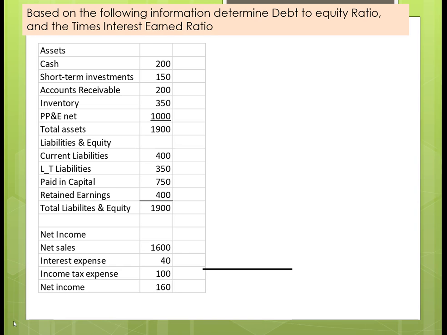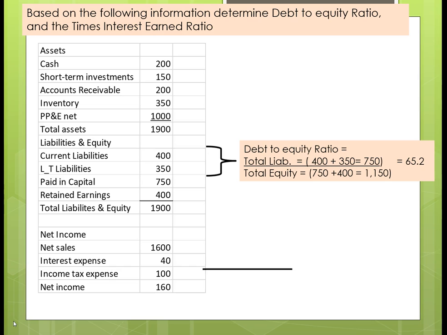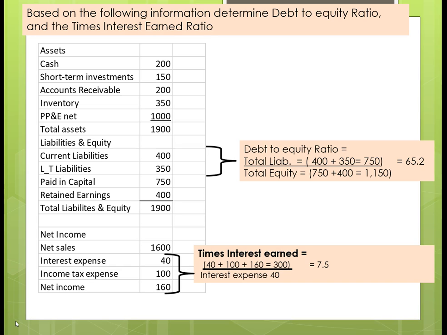So go back and look at our example. We're going to look at our total liabilities, and we're going to divide by our total equity, which is our 750 plus our 400, and we get 65.2. I think that's a little high in my opinion, but again, in order for us to judge it, we'd have to look at industry averages for that type of business. Now, times interest earned is 7.5. Again, for that information to be relevant, we really need to compare it to industry averages.